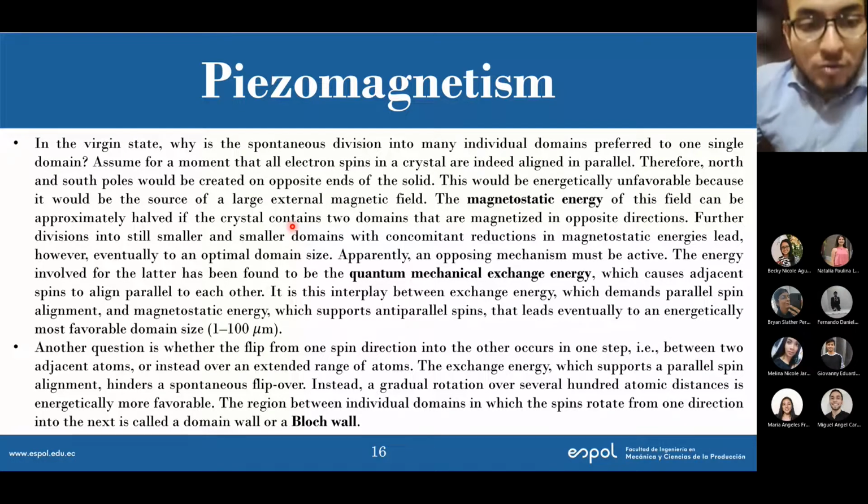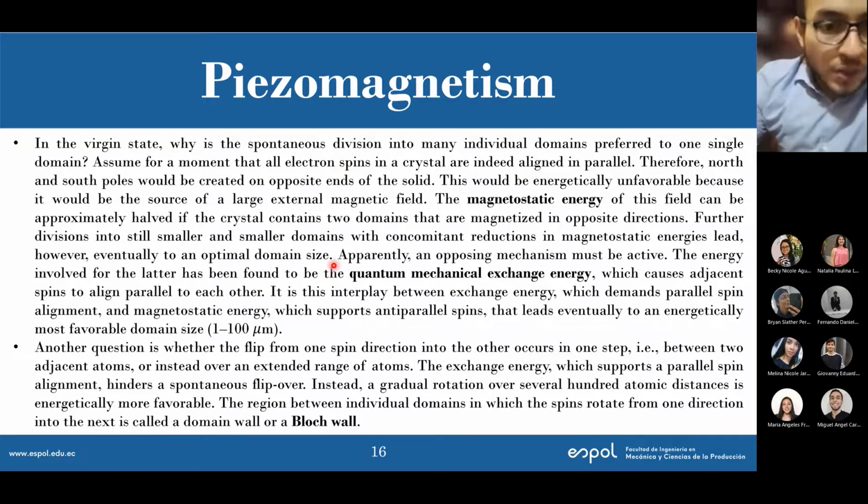And then if I keep dividing or breaking into smaller and smaller domains, that will reduce the magnetostatic energy until I get an optimal domain size and an optimum value of magnetostatic energy. So it's just because it will be very unfavorable in terms of energy to have only one single domain, because a dipole will be created, because all of the spins will be aligned parallel to each other.